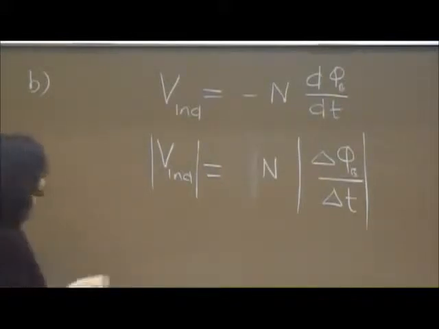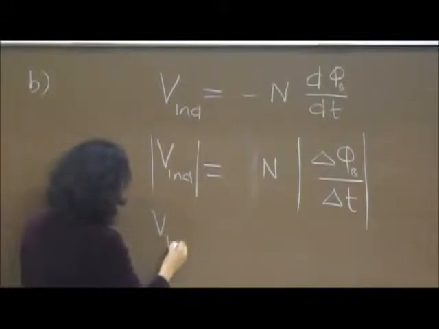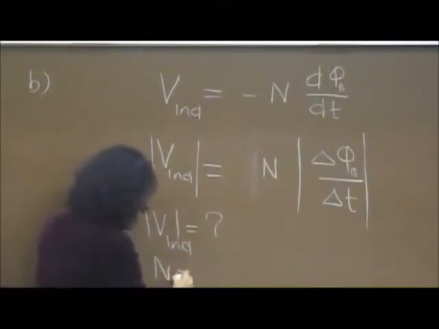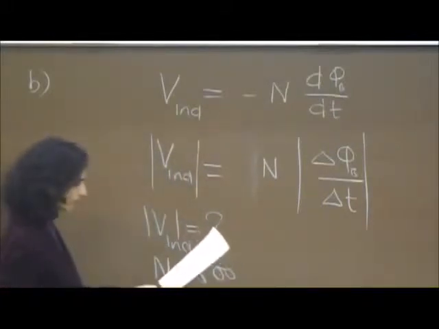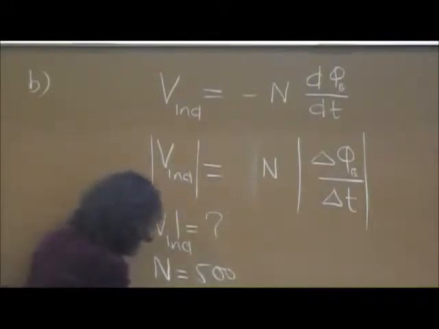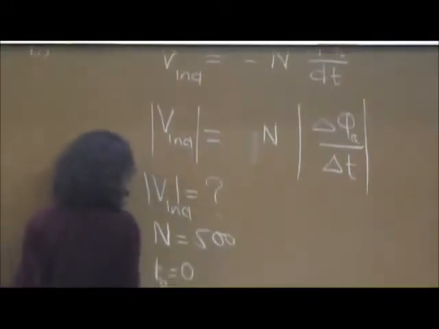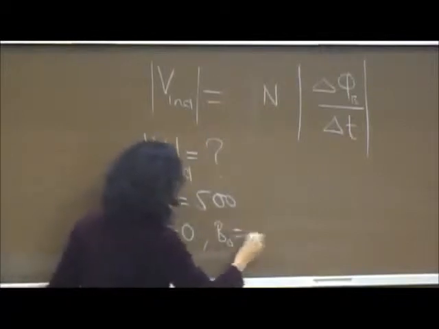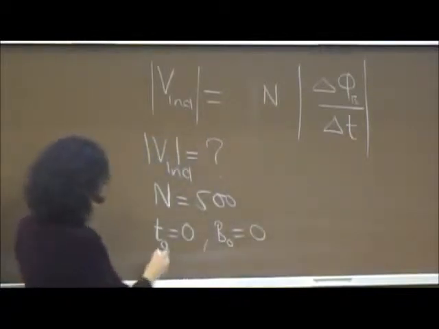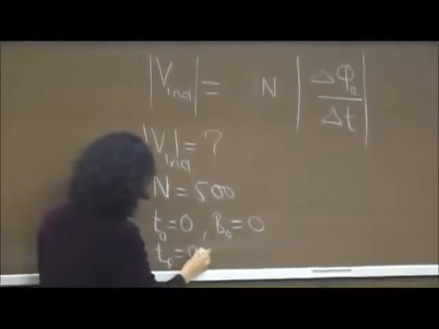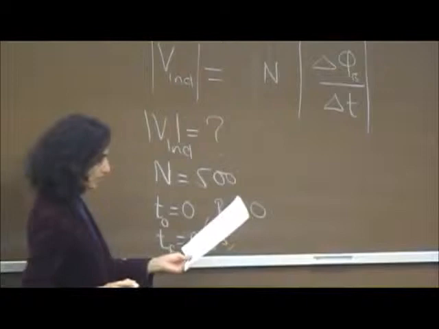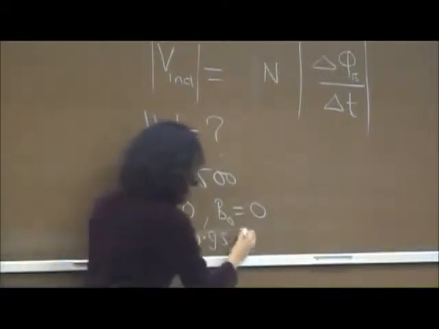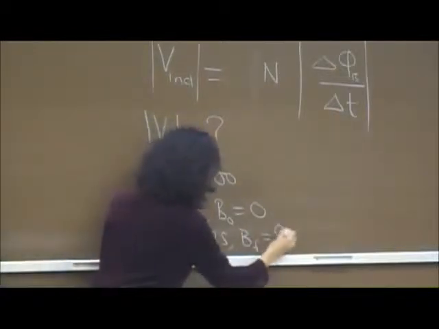So let's figure out what we have been given. We need to find V induced, the magnitude of V induced. We are given that the number of turns of the coil is 500 turns. We have been given that at time t equal to 0, the initial time, the magnetic field B0 is 0, and we are given that at some final time, 0.9 seconds, the magnetic field is 0.05 Tesla.